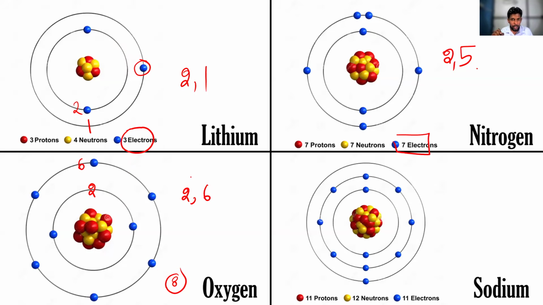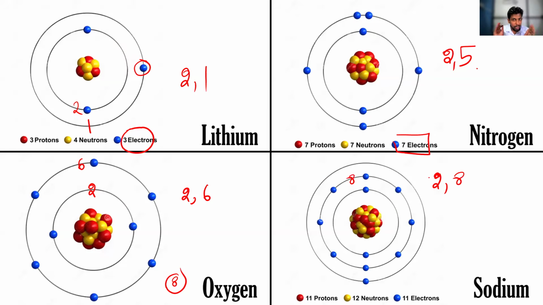For the sodium, how many electrons are there? 11 electrons are there. So how can I write the electronic configuration? First of all, 2. Always, first of all, 2. And totally we have 11 electrons, okay? So the first layer has been filled, and the remaining electrons will move to the second energy level. Also, in the second energy level, only 8 electrons can be filled. So 2, comma 8.